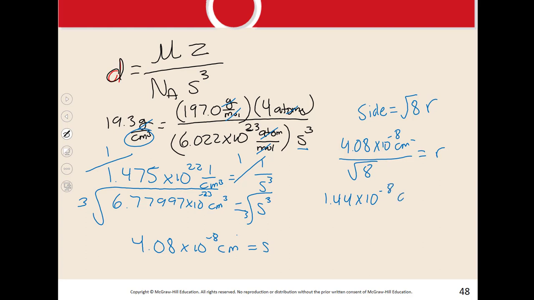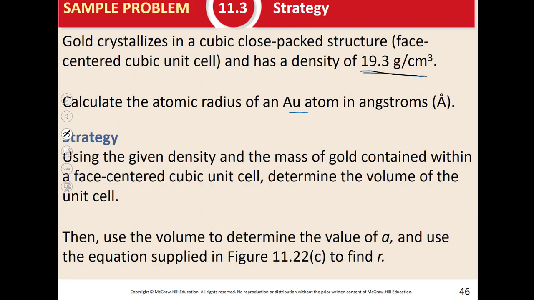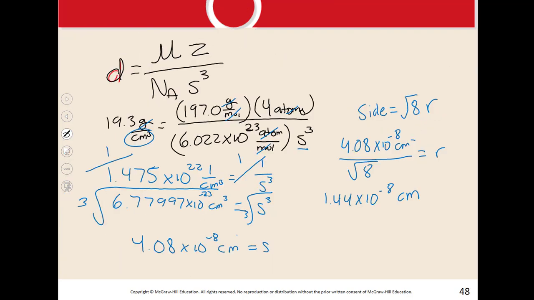We're still in centimeters. And the question did ask for it in angstroms. Angstroms are 1 times 10 to the negative 10 meters versus a centimeter, which is 1 times 10 to the negative 2 meters. I'm going kind of fast, but I know we're running out of time here. So to convert from centimeters to angstroms is a factor of 10 to the 8th. So we're going to just end up with 1.44 angstroms as our final answer.